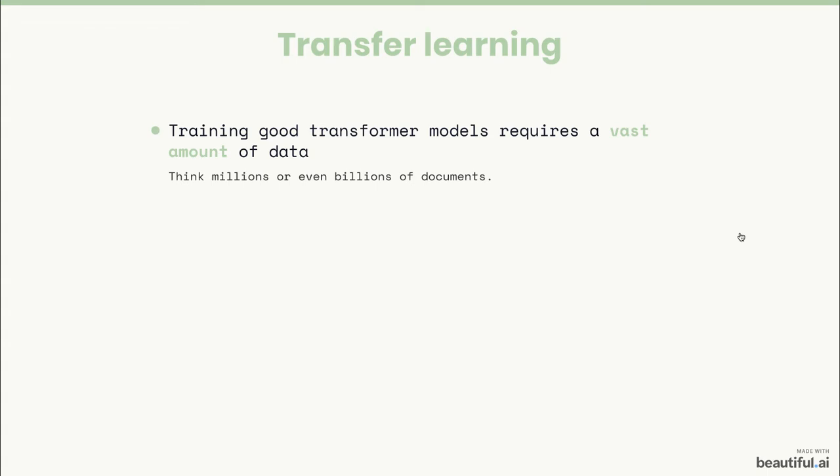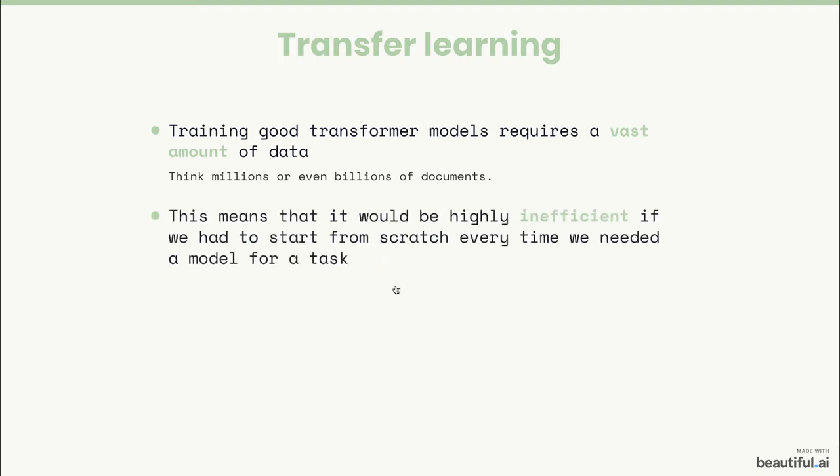Second point I want to make is transfer learning. We notice that these models are really quite large. Like I mentioned, we had to repeat the dense layer and attention layer 6, 12, maybe even 18 times, and that's just the encoder. We have to go through a decoder as well of the same size. So training a good transformer model requires a vast amount of data. This could be millions or even billions of documents.